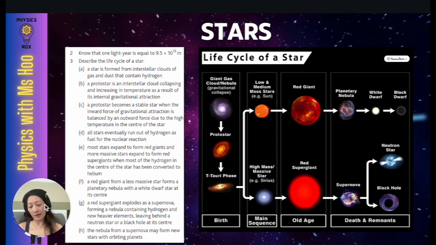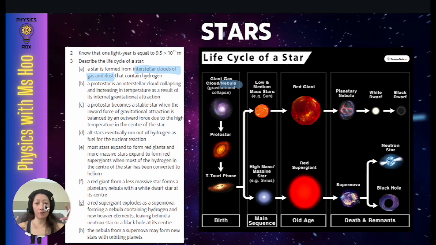You need to be able to describe that a star is formed from interstellar clouds of gas and dust. The interstellar clouds of gas and dust are known as a nebula, right? So a nebula basically is these clouds of gas and dust, because when the Big Bang happened, lots of gas and dust were floating around. They start to form clouds. Those clouds are known as nebula.